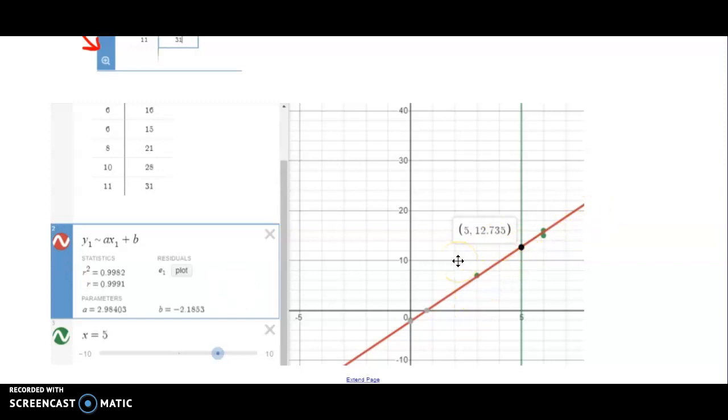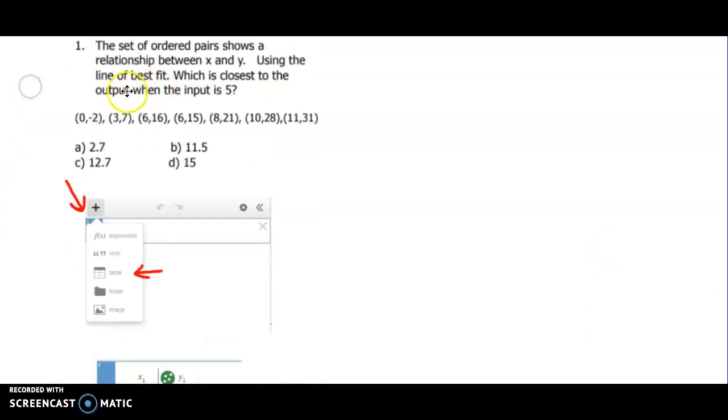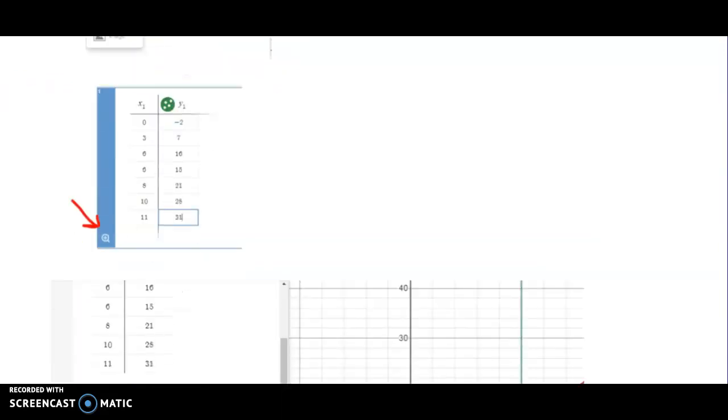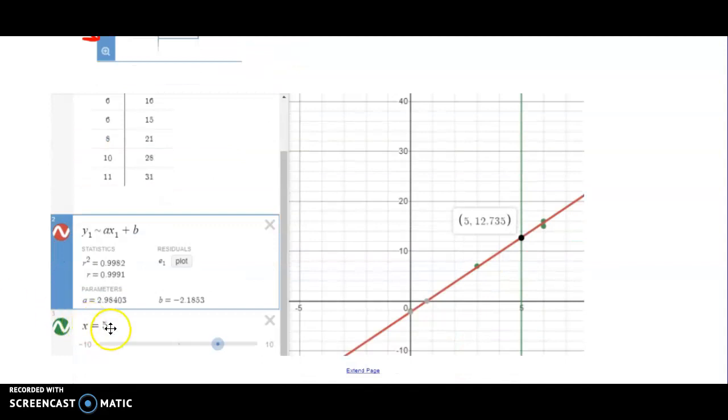Now, the next thing we have to do is determine, are these points a line or a curve? And we can tell by this red line that they are going to be a line, so it's linear. When it's linear, we use y1 squiggle ax1 plus b, and that forms the line going through my points. Now it's asking me to make a prediction. Hey, what's your output when your input is 5? Well, input means x, so we're going to tell Desmos, hey, when x equals 5, what does y equal?